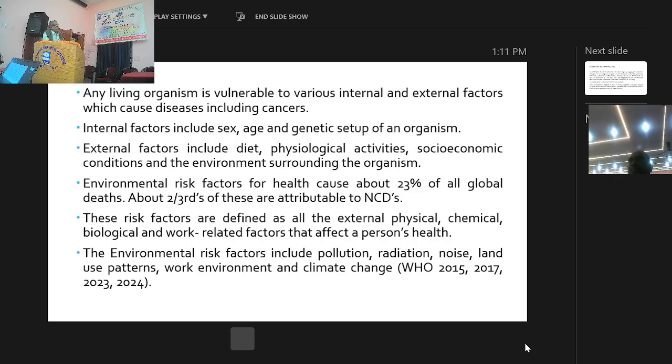Next. Now, any living organism is vulnerable to various internal and external factors which cause diseases, including cancer. Internal factors include stress, age, and the genetic setup of the organism, and external factors include diet, physiological activities, socioeconomic conditions, and the environment surrounding the organism.